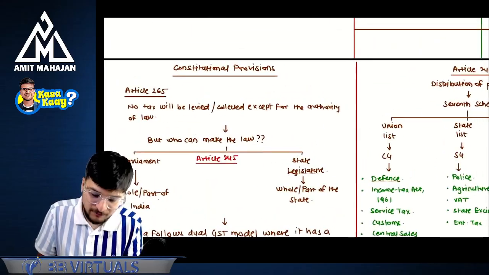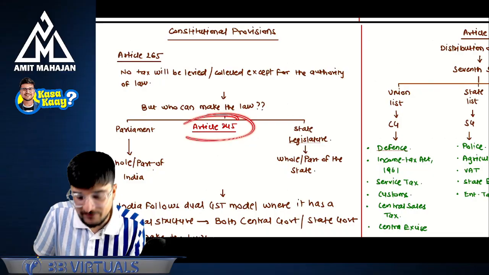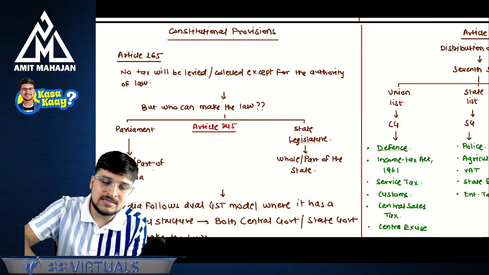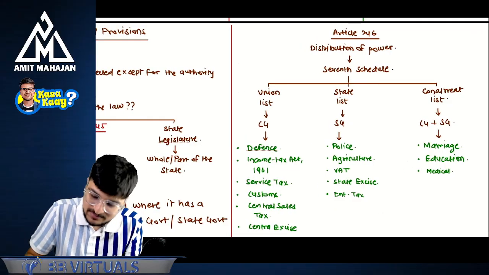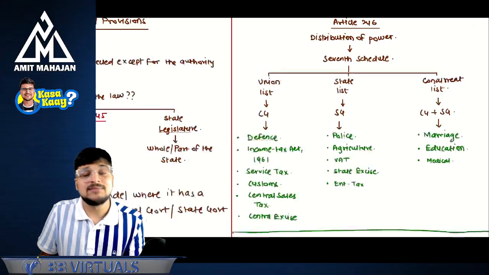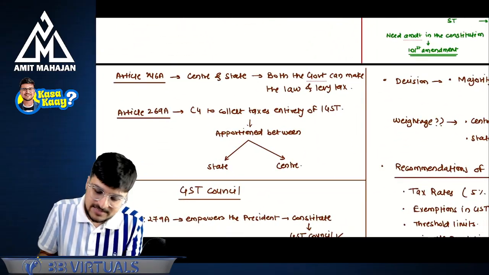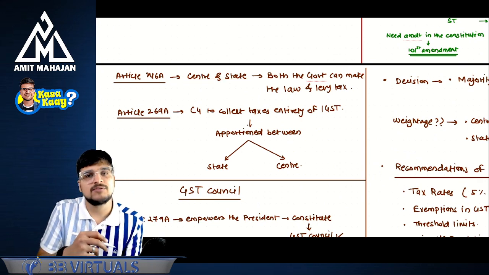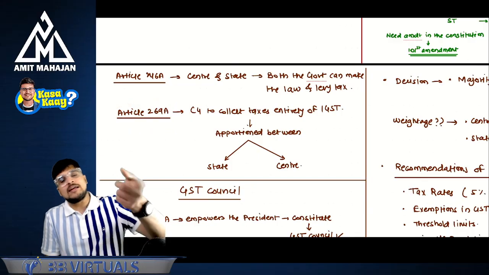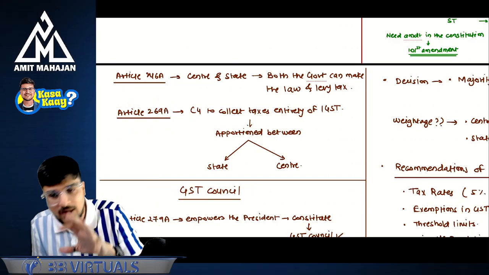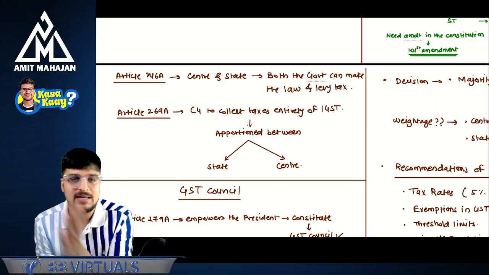So these are the constitutional provisions. The first article is talking about you should have the power. Second article, that is 245, talks about parliament and state legislature can make the laws. Now, who can make the law for which subject? That is given under Article 246. Then they realized that GST is nowhere mentioned. That's why they made Article 246A, and they said state and center both can make the laws for GST. And after that, they mentioned in Article 269A, in IGST, first the amount will be collected by the center and then it will be apportioned between state and center.